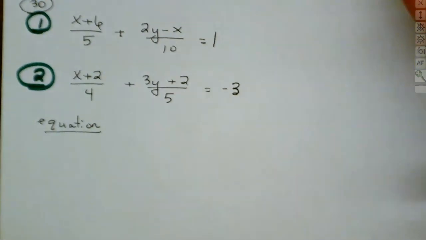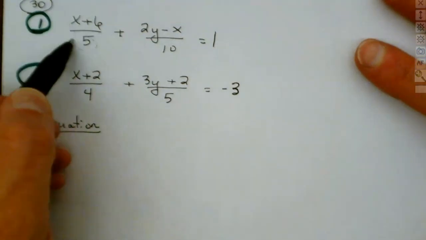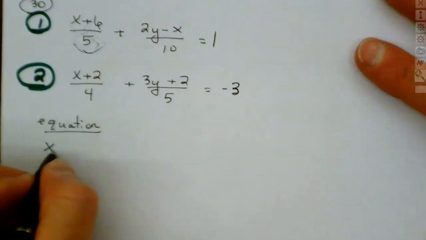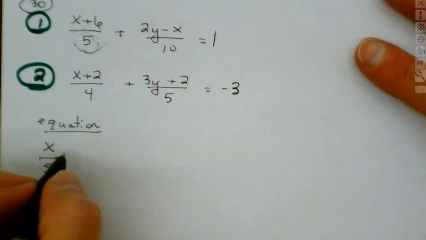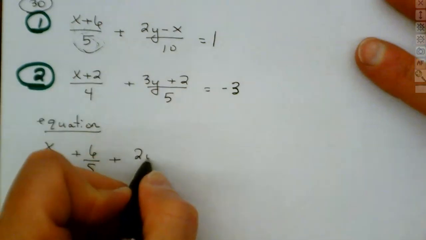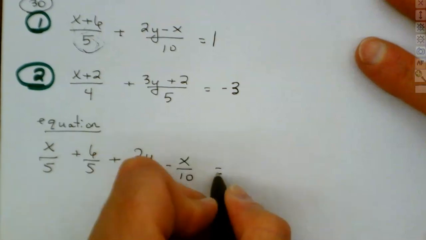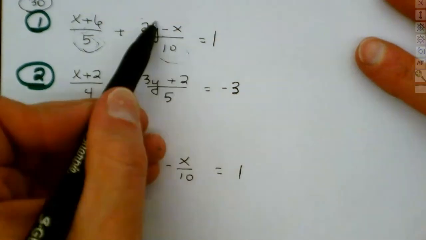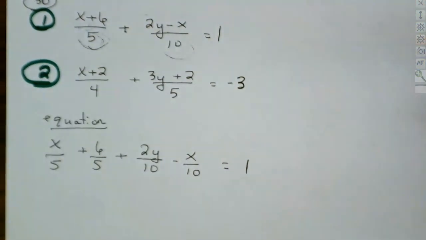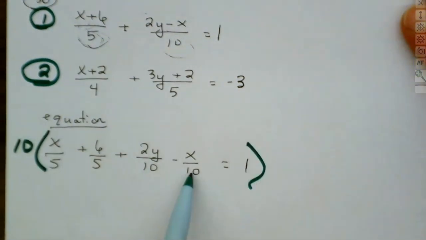Right? So equation 1, we've got this. Now I'm going to split this up, just so we don't make mistakes, into individual parts. So I'm going to split this up into x over 5 plus 6 over 5, that's there, plus 2y over 10 minus x over 10 equals 1. So I split everything up into the individual parts. I want to clear out my fractions, so I'm going to multiply it all by 10 because my largest denominator is a 10.